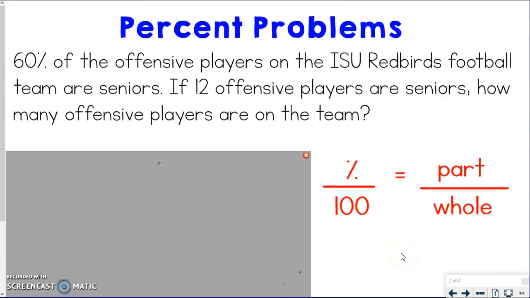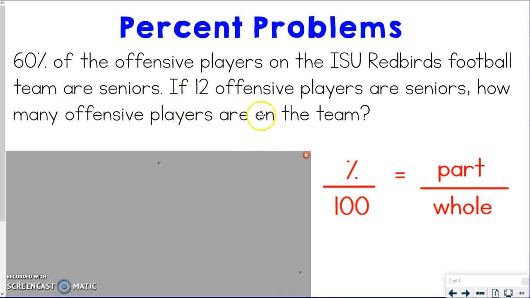So another real world problem. So again, we're using percent over 100 equals part over whole. So we've got 60% of the offensive players on the ISU Redbirds football team are seniors. If 12 offensive players are seniors, how many offensive players are on the team? So again, I see a percent, so right away I'm putting that over 100. That should be just a given. If it's a percent, it always goes over 100.